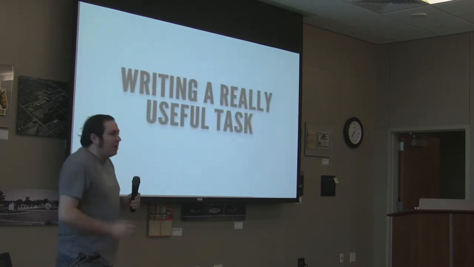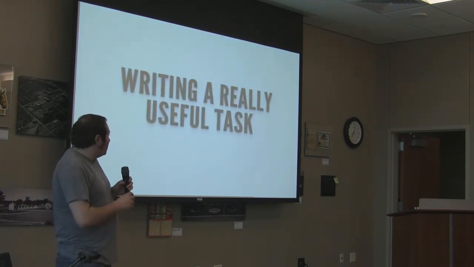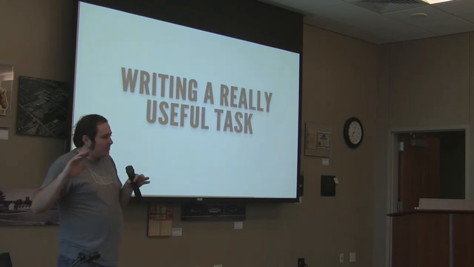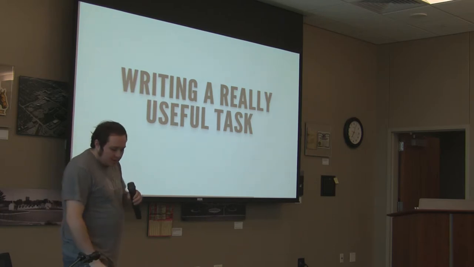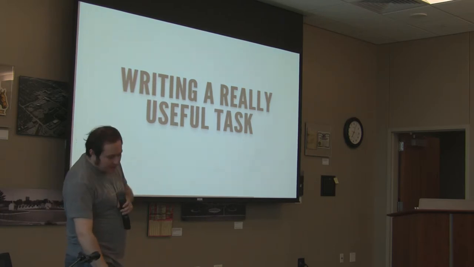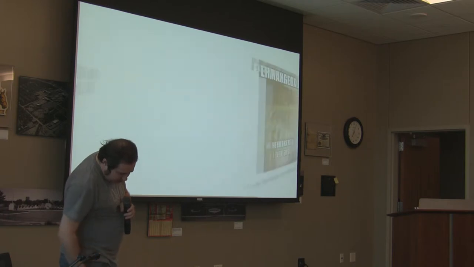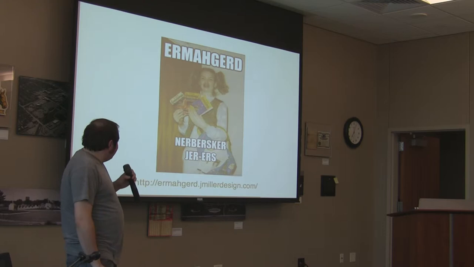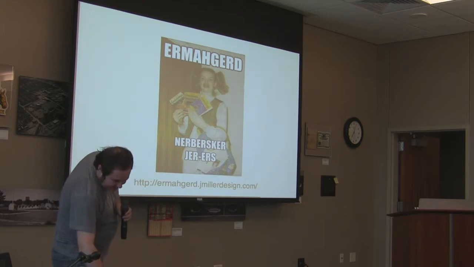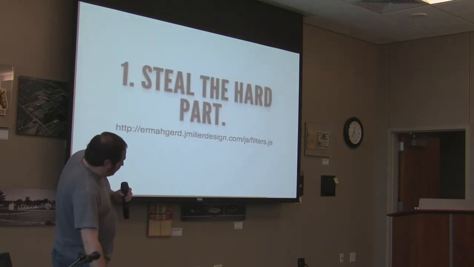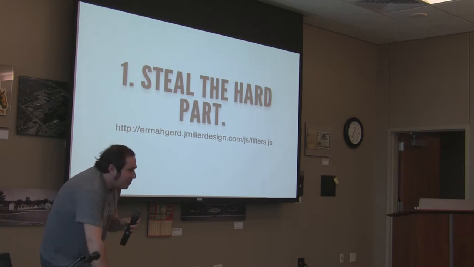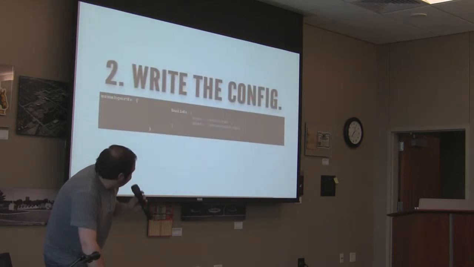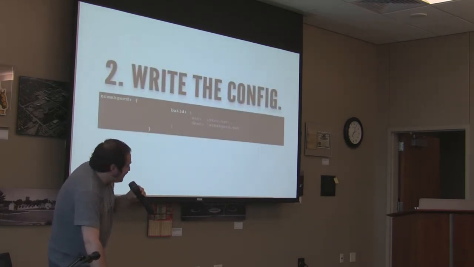So now we're going to write our own really useful task. Grunt has its whole own internal API and odds and ends that you can use, especially for reading and writing files, all that stuff. Our really cool task is going to be an automatic Irma Gerd translator. So step one is steal the hard part. Somebody else already wrote a translator, and it's pretty good, so we're not going to bother walking through that.